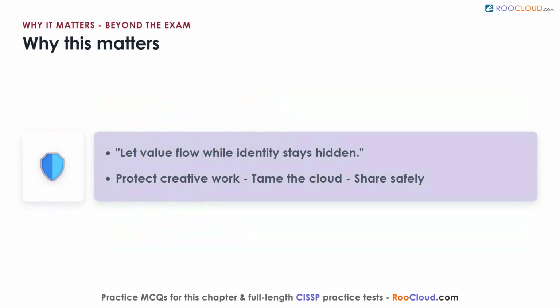Why does this matter beyond the exam? Because encryption and leak prevention only take you so far. Sometimes you need to protect a creative work, tame an unruly cloud, or share data without exposing the people inside it. Picture a hospital that wants researchers to study its records without ever learning a single patient's name. The methods in this session are how you thread that needle. They let value flow while identity stays hidden.